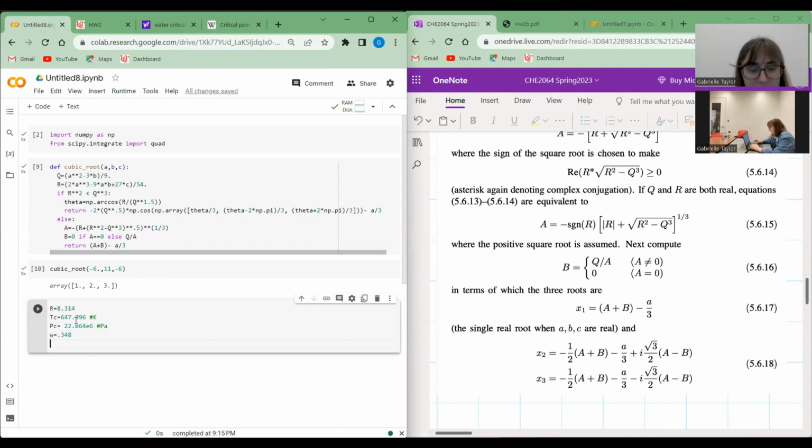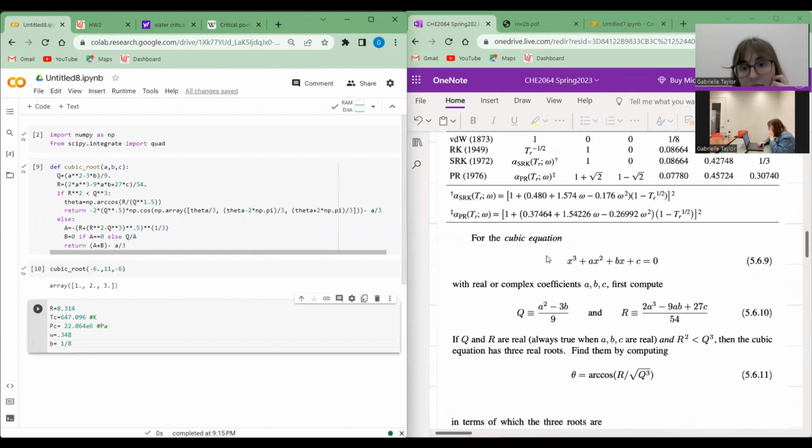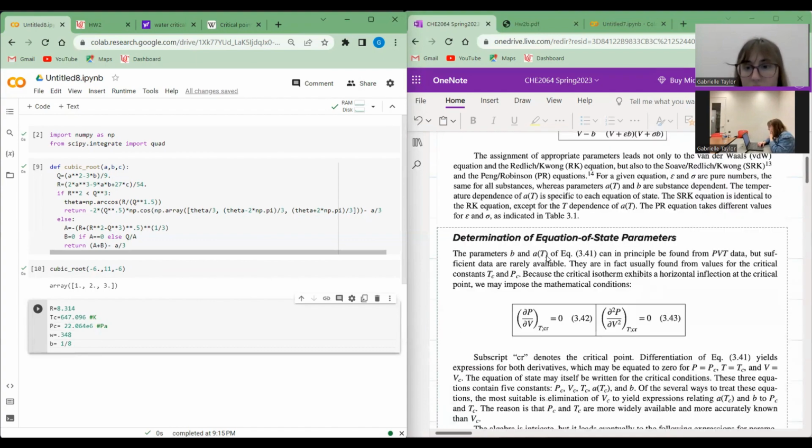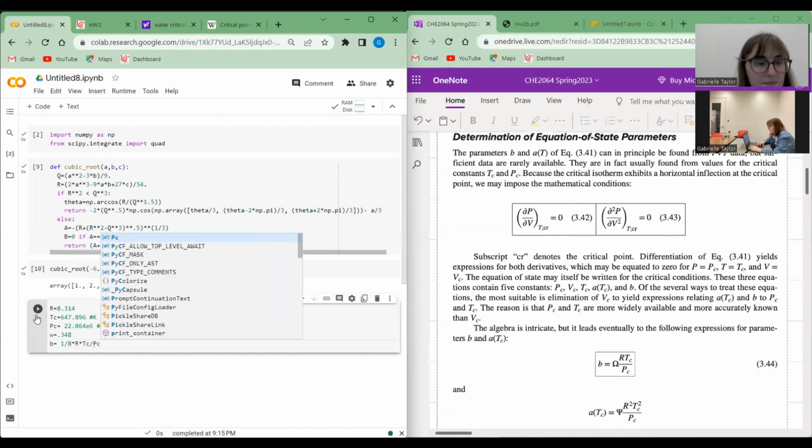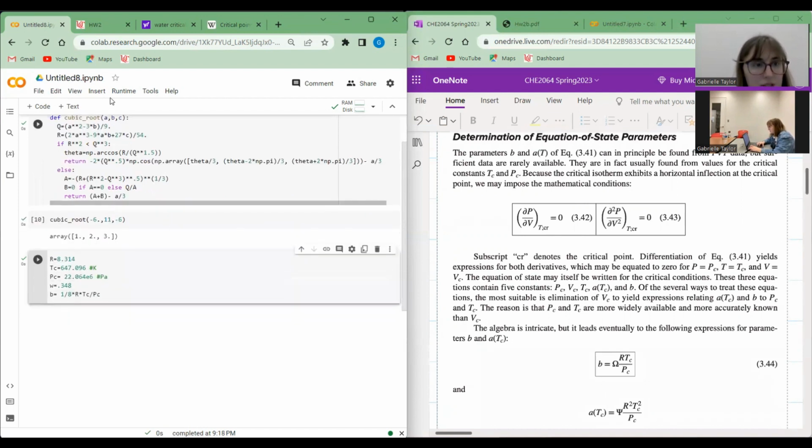And then we're going to just have B in here because we'll need it for later. It's going to be 1 divided by 8 times, if we go up here, it shows us that B is 1/8 times R times the temperature at the critical point divided by the pressure at the critical point. Okay. So that works out.